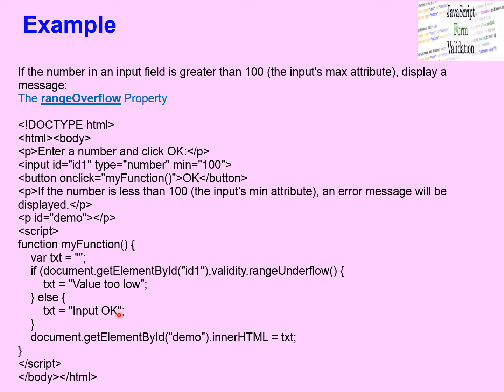Otherwise, if the user inputs a value which is less than 100, whenever this button is clicked, myFunction will be called. Inside myFunction, it will check the value and identify that the rangeUnderflow property produces a true value. So the txt variable will take the content "Too low", and that should be displayed in the corresponding paragraph with id demo. Value too low. So this is just an example for the range overflow property.